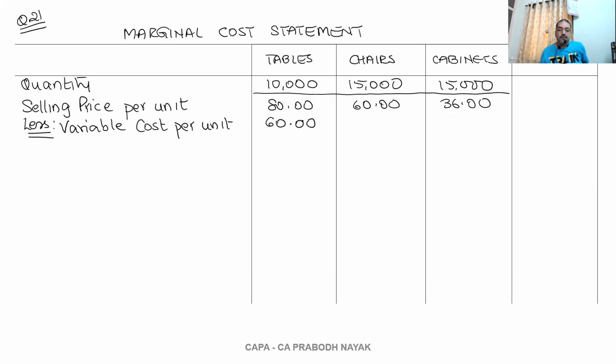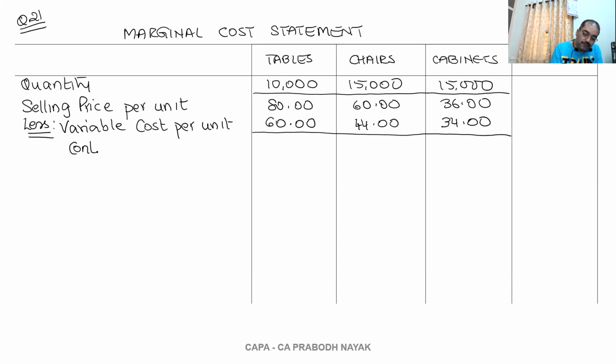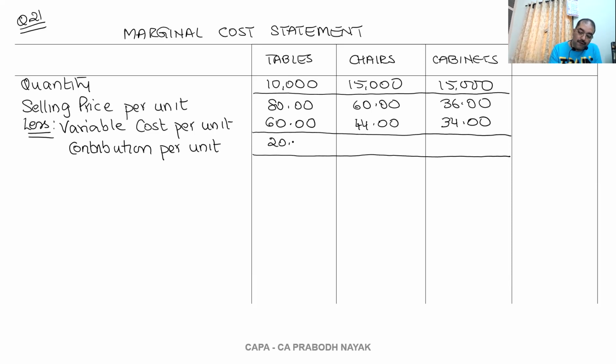Chairs, it is 24 plus 12. Materials plus labor, 36. 36 plus variable factory overhead 6, 42. 42 plus 2, 44. And for cabinets, 16 and 12, 28. 28 plus 4 of factory, 32. Plus 2 of selling, 34. So contribution per unit: 20 rupees, 16 rupees, and 2 rupees.